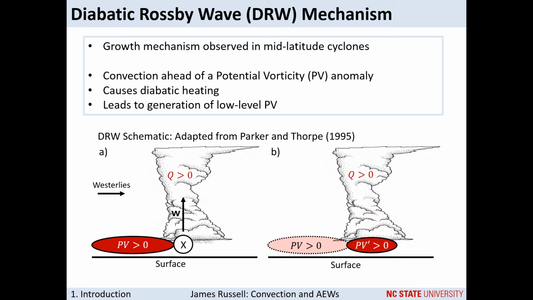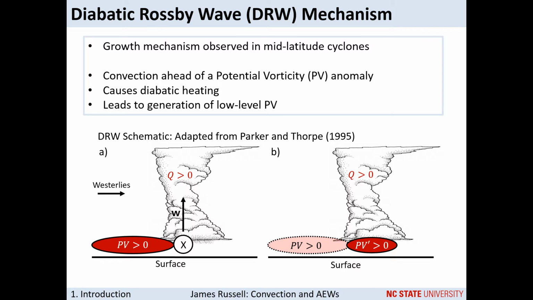Specifically, the mechanism we're going to be looking at is the diabatic Rossby wave mechanism, or the DRW mechanism for short. This is a growth mechanism typically observed in some mid-latitude cyclones, and it occurs in the strong baroclinic zone associated with mid-latitude cyclones. We actually have that strong baroclinicity in the West African monsoon region, associated with the temperature gradient between the Gulf of Guinea and the Sahara, and that's on the same order of magnitude as that in the mid-latitudes.